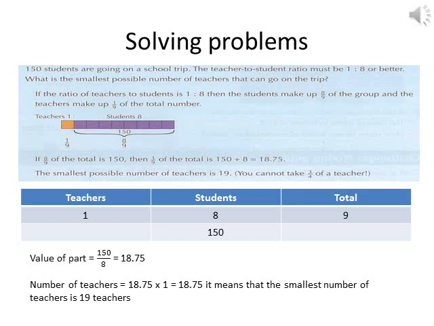So I need to know the smallest number of teachers. For the number of teachers, I'm multiplying the value of a part times the ratio for the teachers. So it's 18.75 times 1, which equals 18.75. It means that the smallest number of teachers is 19, because of course there is nothing called 0.75 of a teacher. So I'm just adding 1 to it. So you have to round up.